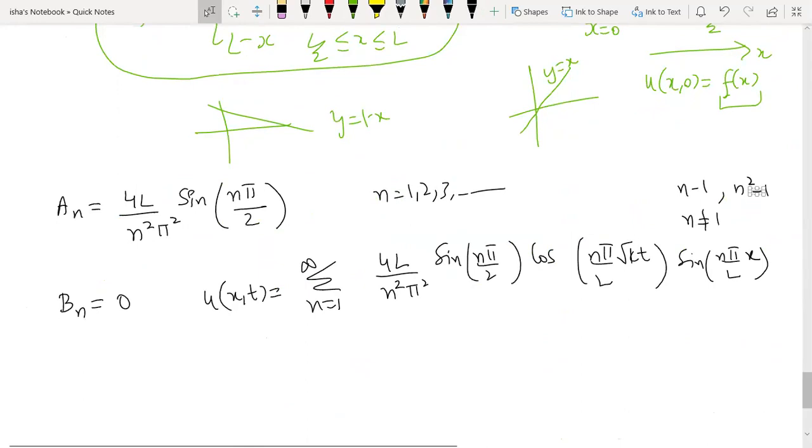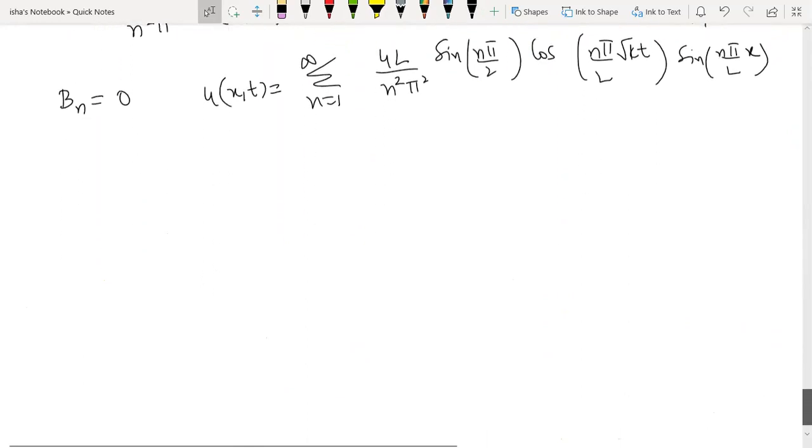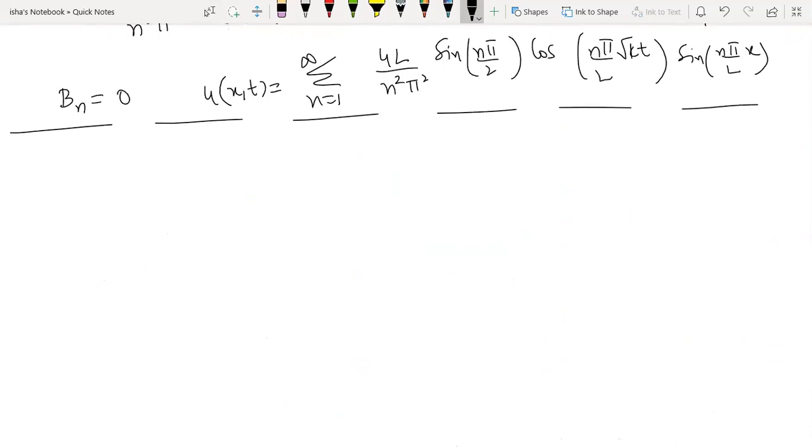So let's do one more question of the same type for the wave equation, and then we will finish this chapter. The second question which I'm going to take is from the tutorial sheet. Let me just take one moment to note down the statement.